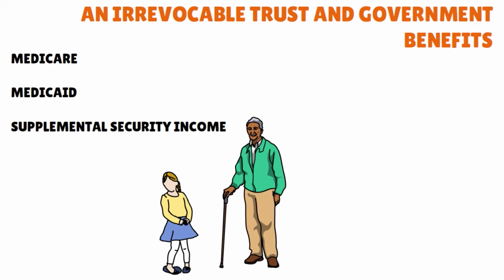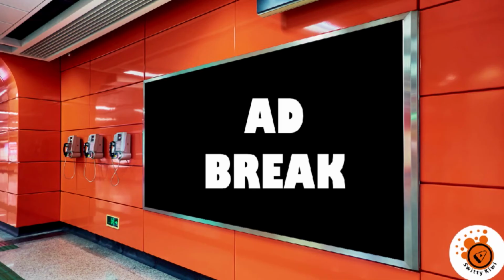An irrevocable trust can also protect assets for special needs beneficiaries when it's designed in such a way as to avoid disqualifying her or him for crucial government benefits, which can be the case if he or she inherits assets outright.